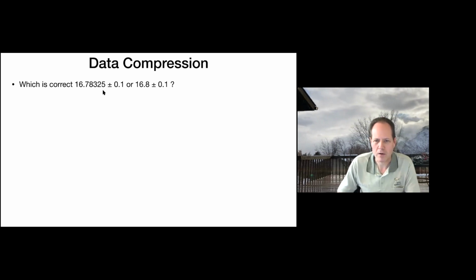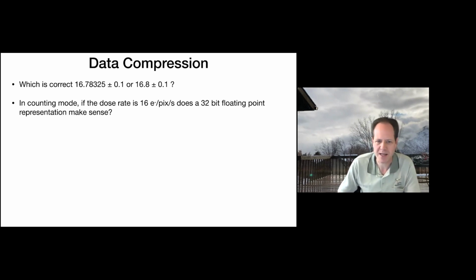We collect our counting mode image frames from the detector, and then they get gain normalized, and they produce these floating point images, which are gigantic, and obviously have more digits of representation than the underlying data actually contains.